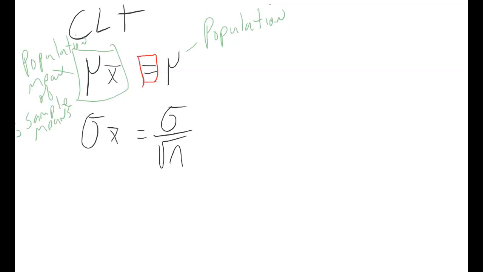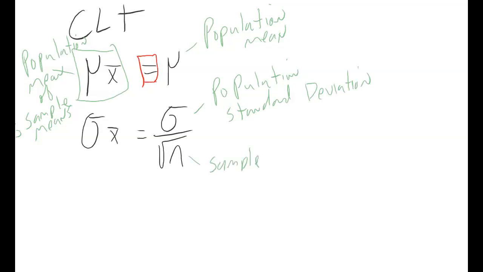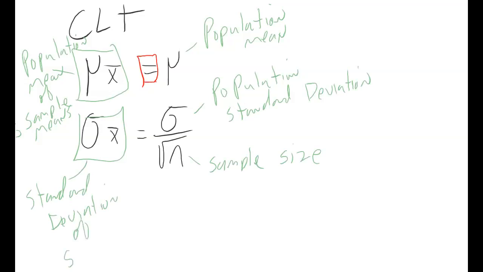The one that gets a little tricky is this bottom one. So remember, this is our population standard deviation. I forgot to write the word standard deviation. And this is our sample size. And then this one here is the standard deviation of the sample means.